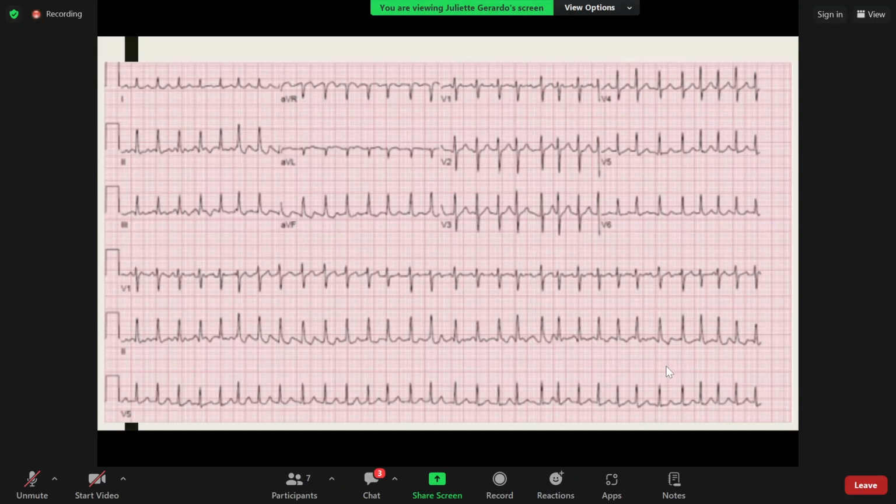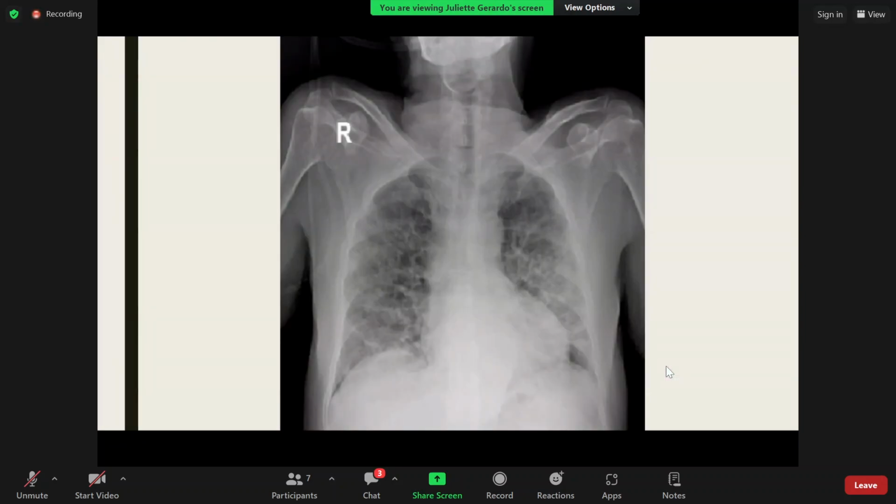Irregular line, low P waves. So maybe atrial fibrillation. Yep, I agree with you. Atrial fibrillation. You get a chest x-ray. Yeah, it's a throwback. I know many of our trainees were not around as much when we had such COVID prevalence. These are COVID lungs.